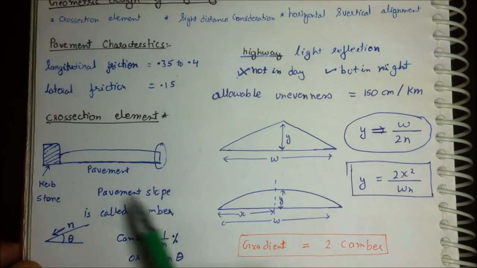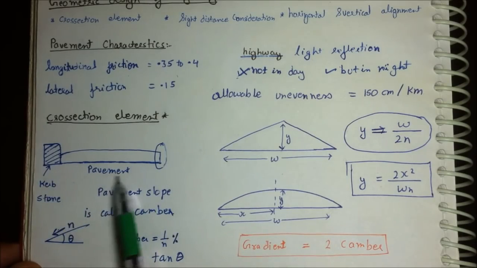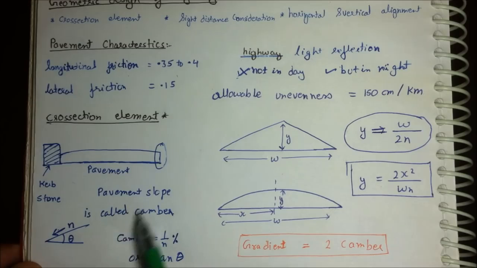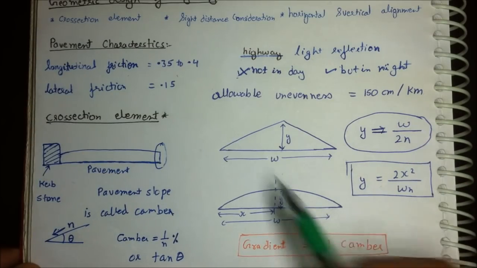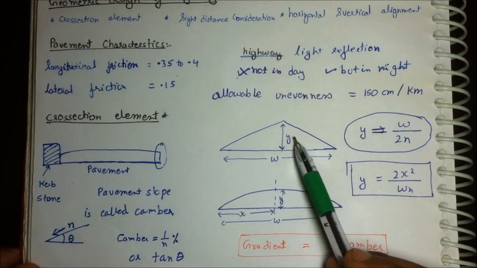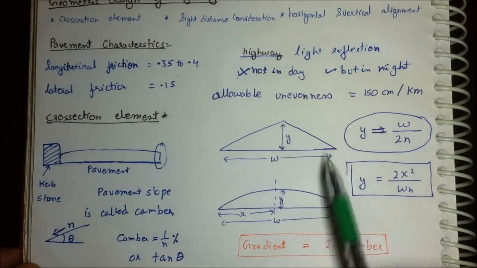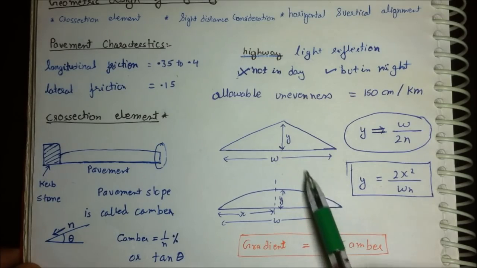Coming up to the cross-sectional element, highway is divided into two, the pavement and the curbstone. The pavement is having a slope which is called as camber. The slope is for draining the surface water. The slope is provided in terms of theta and calculated in terms of n, where camber is equal to 1 by n percentage or tan theta. Now, camber is of two types. The first one is triangulated camber and the second one is parabolic camber.